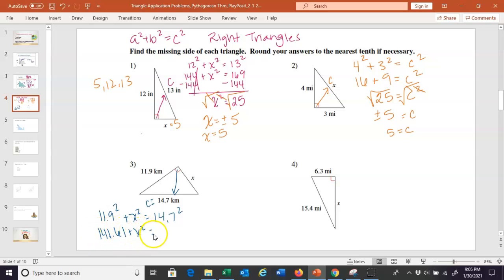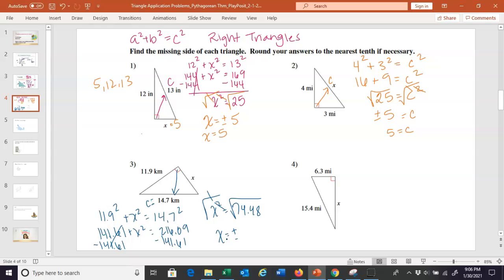So I got 141.61 and, whoops, 216.09. All right, now we're going to keep solving for x. I'm going to subtract 141.61 from both sides. And I'm going to come over here. We have x squared equals 74.48. So we'll just take the square root of both sides. Take the square root of 74.48.